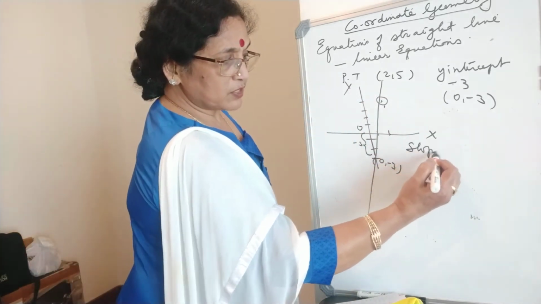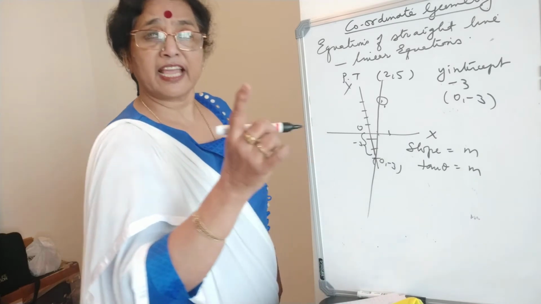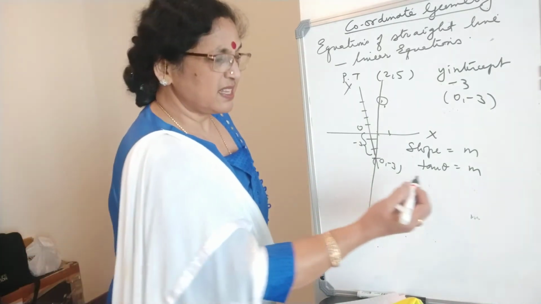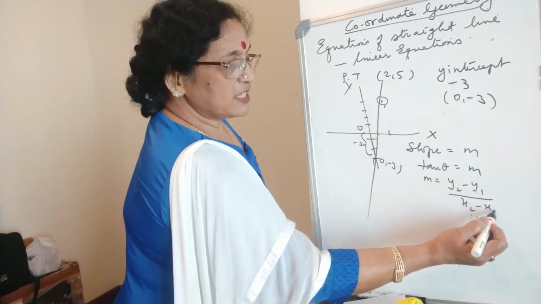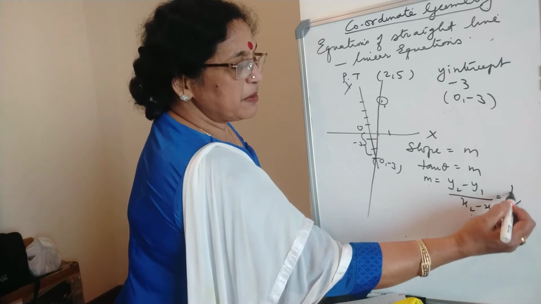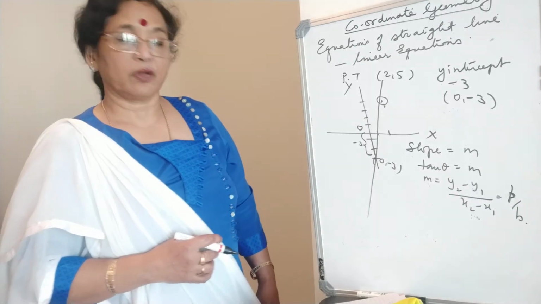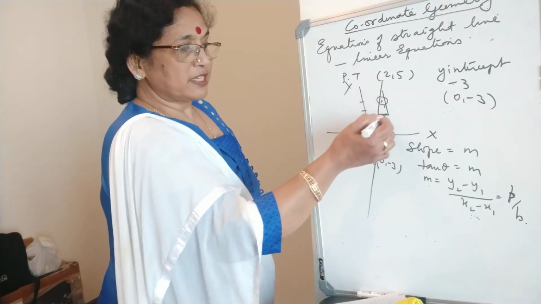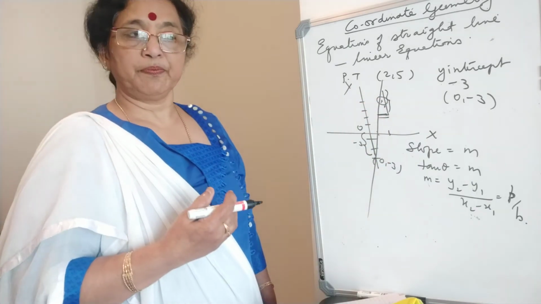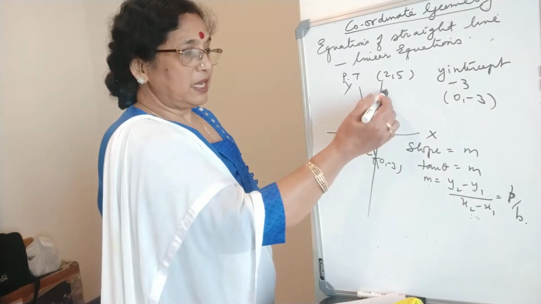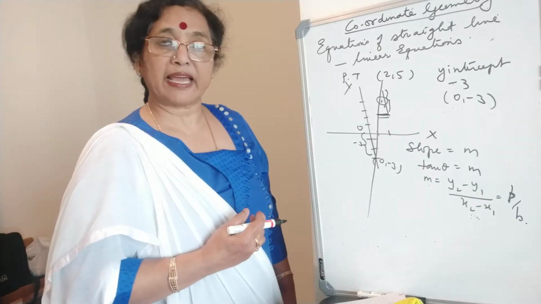Slope you can find in 3 ways. Slope, which we represent as m, is tan theta, where theta is the inclination angle made by the line with the positive direction of the x-axis. Or m is also done as y2 minus y1 by x2 minus x1, that is p by b, perpendicular by base, so tan theta. Y2 minus y1 means the perpendicular length and x2 minus x1 means the base. That is why it is p by b, tan theta.